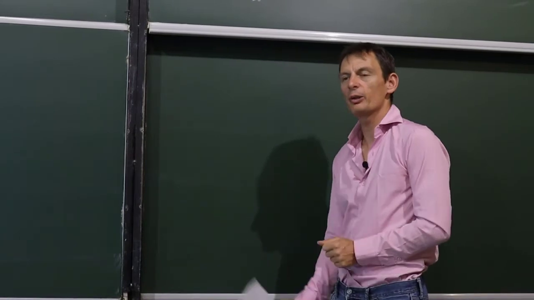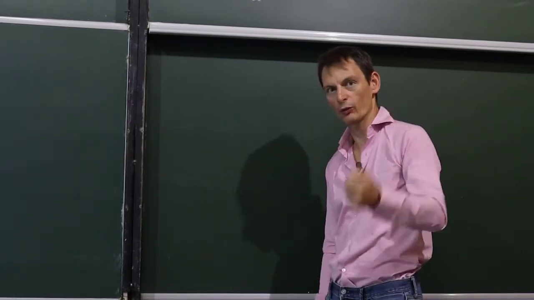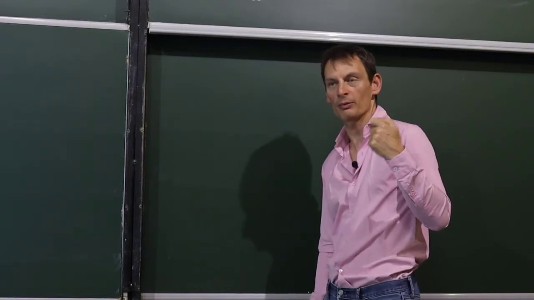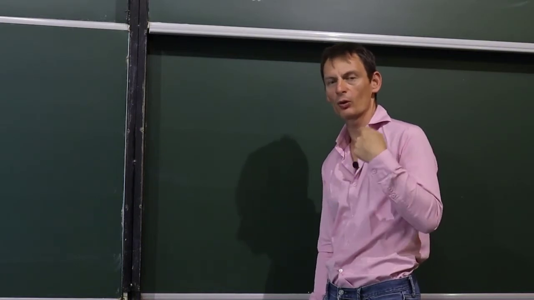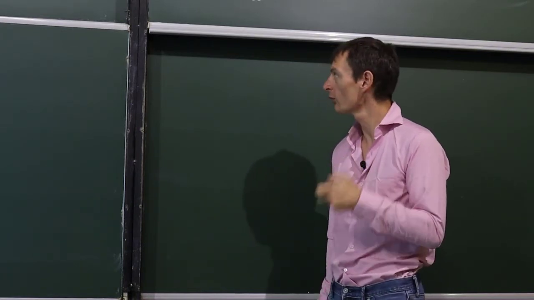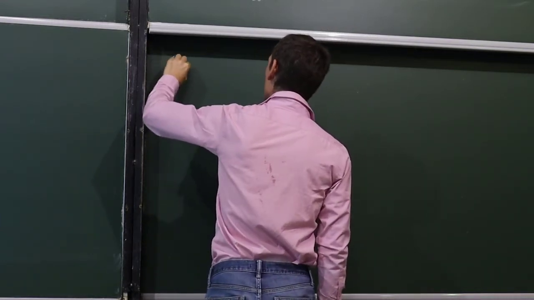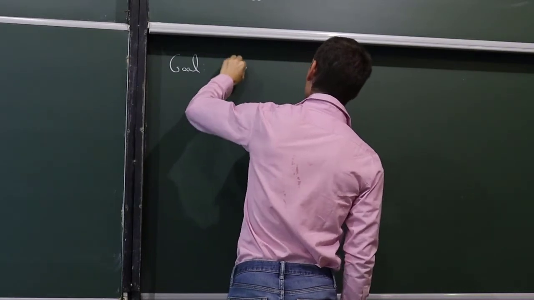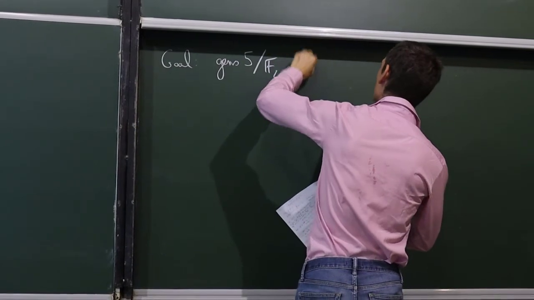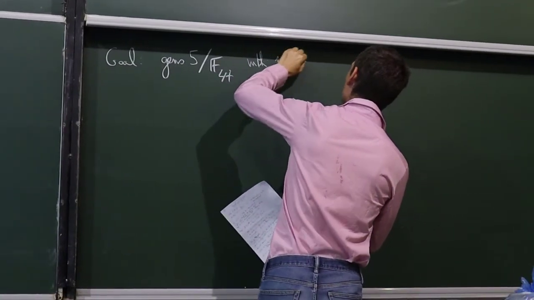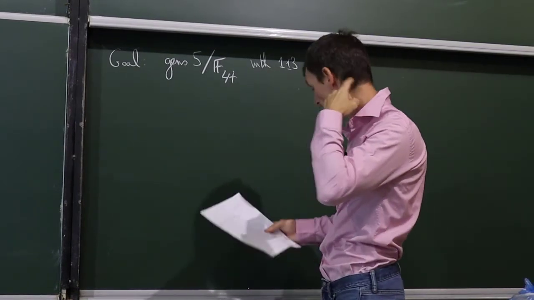Remember that at the very, very beginning of this course, and also the courses of Anna and Stefano, we had one goal. Our ultimate goal was a genus 5 curve over F47 with 113 points. I mean, we wanted to know if such a curve exists or not.